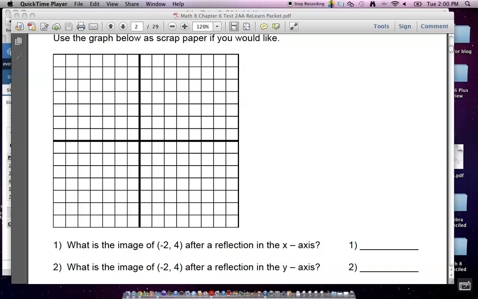Number 6 says, let's start with the image, we want to find the point (-5, 4). So -5, then 1, 2, 3, 4, 5, and +4, 1, 2, 3, 4. So here's the point, (-5, 4).